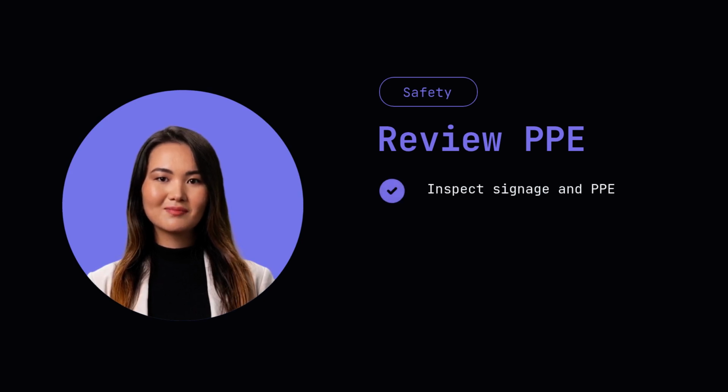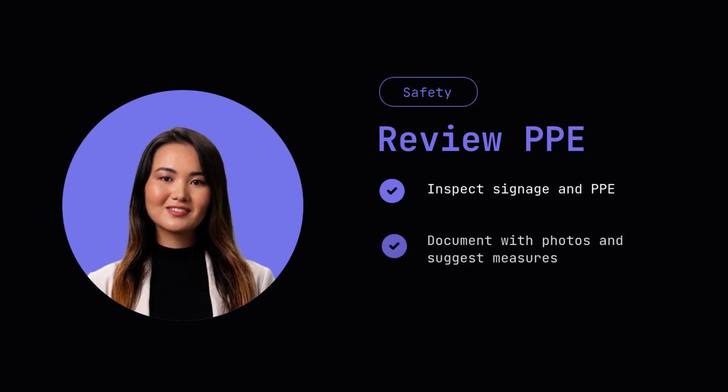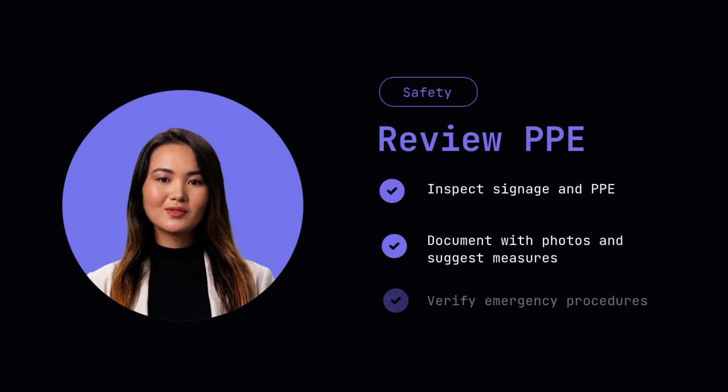Review workplace safety compliance, inspecting PPE and signage. Identify hazards and evaluate risks. Document findings with photos and suggest mitigation measures. Inspect emergency equipment and verify procedures. Ensure staff are aware and trained for emergencies.